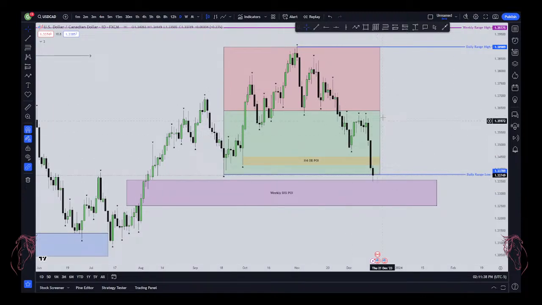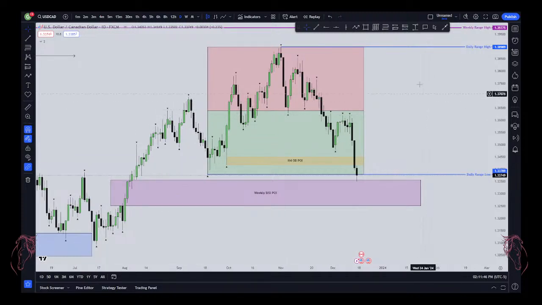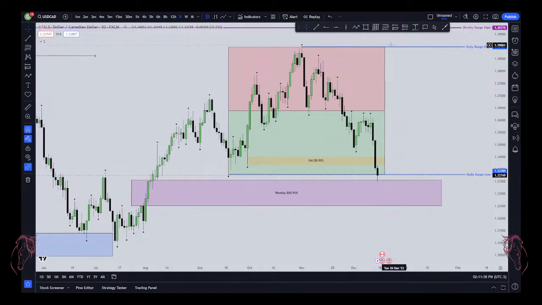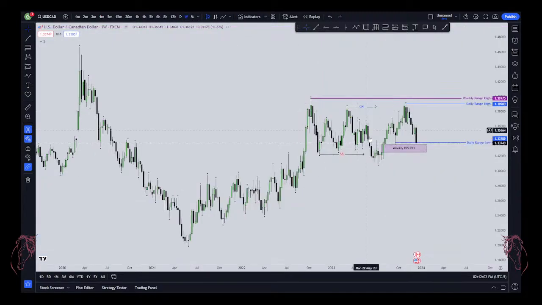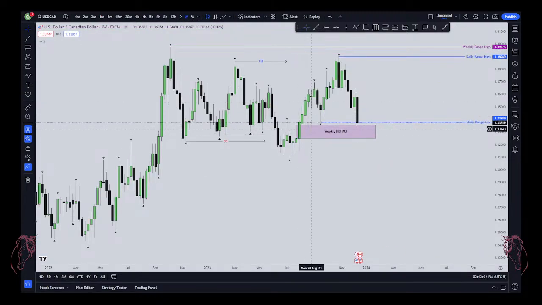So let's talk a little bit about what we were looking at last week and what we anticipated price to do and what price actually did do. So last week we anticipated that price would tap into this 4-hour order block, point of interest. We wanted to see price respect it and then continue going higher. Did it do that? No. Price completely violated it. Why? Because on the higher time frame, we have this weekly imbalance that still needs to get rebalanced.